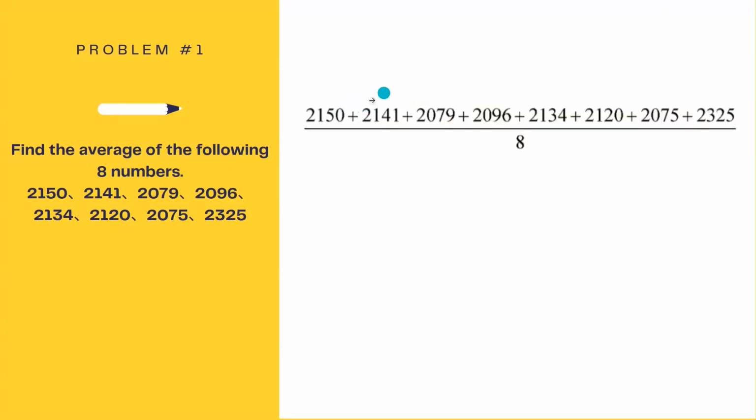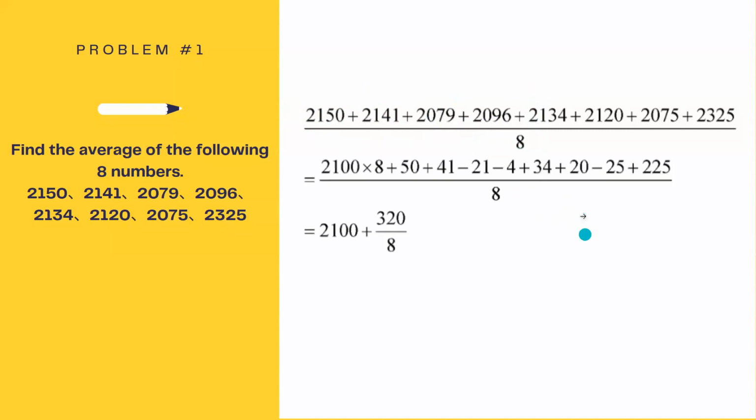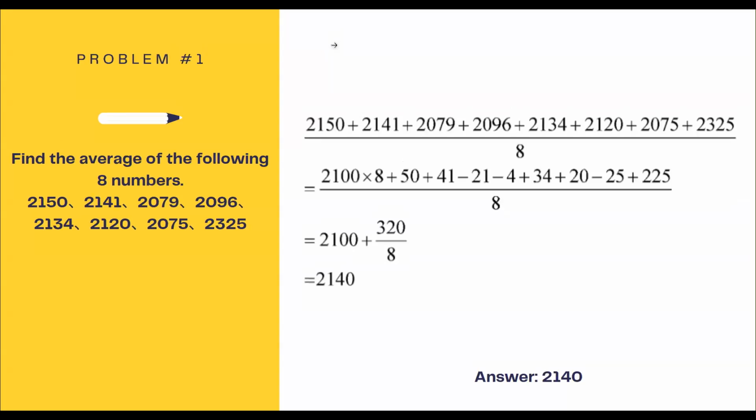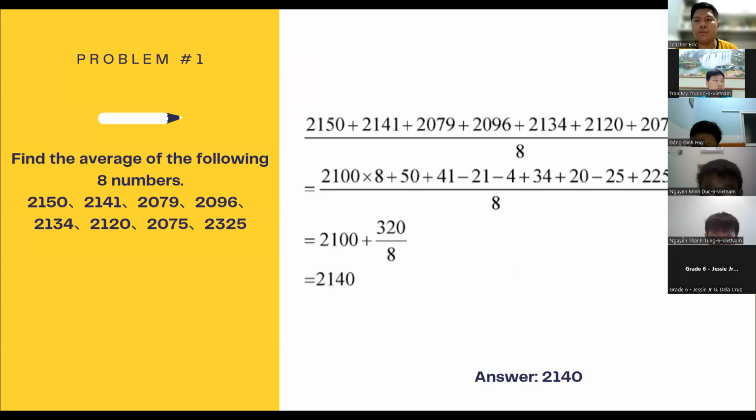As I said earlier, the formula for the average is just the sum over the number of items, or how many numbers we have. So we have the sum over eight numbers. If we evaluate this, the answer will be 2140. I think most of you got it correct. Very good. Do you have any question about this problem? I think it's so easy for you, the average.